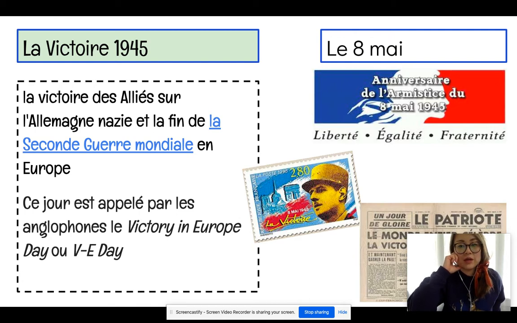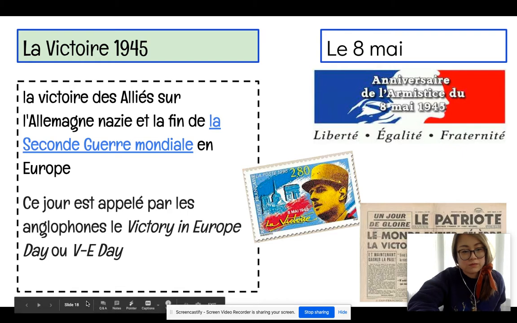Donc, c'est pour célébrer l'armistice. And in English, we say armistice is a cognate, the end of the fighting. Et ce jour est appelé par les anglophones le Victory in Europe or VE Day. La victoire, le 8 mai. Et donc, il y a des défilés militaires, il y a des célébrations en France pour la victoire. Parce que c'était un jour important pour l'histoire française et européenne.